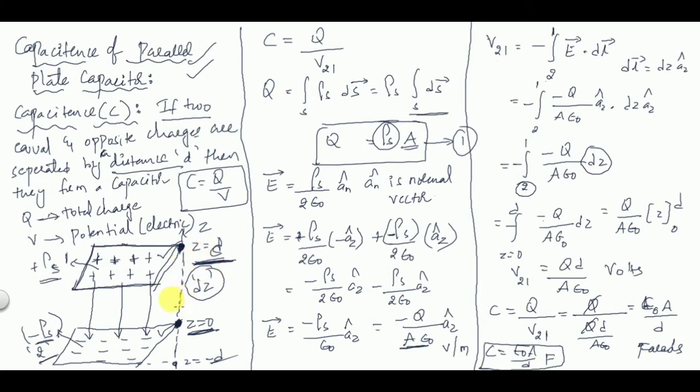So that becomes your dz, and the surface charge density of positive charges will be plus rho s and of negative charges will be minus rho s. Based on that I have calculated E bar, that is the electric field intensity. Once you have the electric field intensity, we calculate the potential. Once you have the potential, you can substitute in this formula to get the capacitance of the parallel plate capacitor. So we have obtained C is equal to epsilon naught A by D.